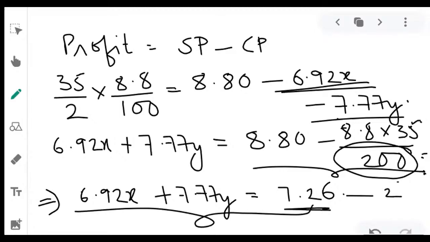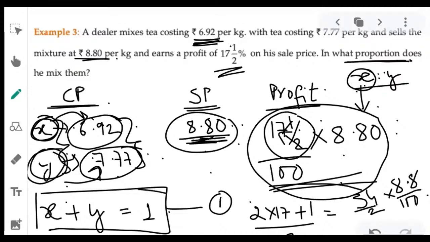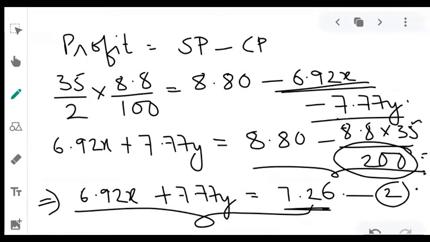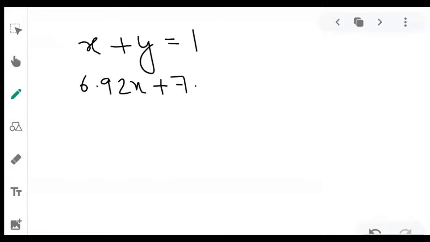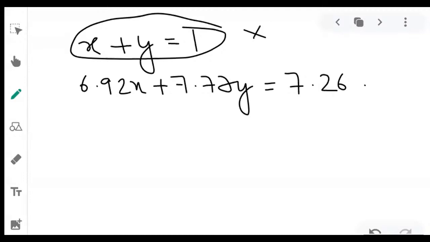So this is my second equation. So I have two linear equations with two unknowns. Can I solve these both? We'll do this easily. Multiply the first equation completely by 7.26. Sorry, by 6.92.